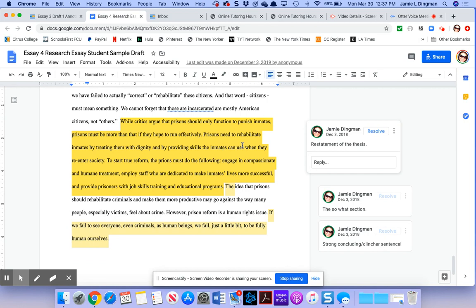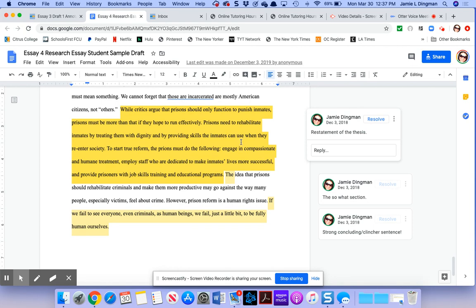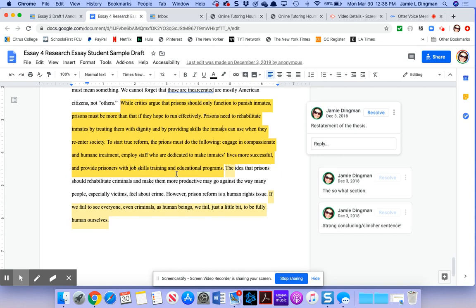While critics argue that prisons should only function to punish inmates, prisons must be more than that if they hope to run effectively. Prisons need to rehabilitate inmates by treating them with dignity and by providing skills the inmates can use when they reenter society. To start true reform, the prisons must do the following. Engage in compassionate and humane treatment, employ staff who are dedicated to make inmates' lives more successful, and provide inmates with job skills and training and educational programs.